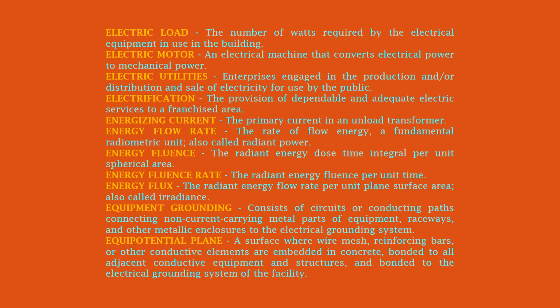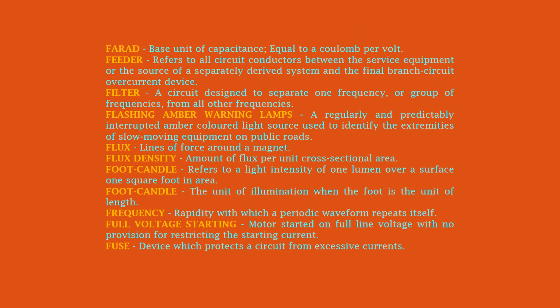Raceways and other metallic enclosures to the electrical grounding system. Equipotential plane, a surface where wire mesh, reinforcing bars, or other conductive elements are embedded in concrete, bonded to all adjacent conductive equipment and structures, and bonded to the electrical grounding system of the facility. Farad, base unit of capacitance, equal to a coulomb per volt.